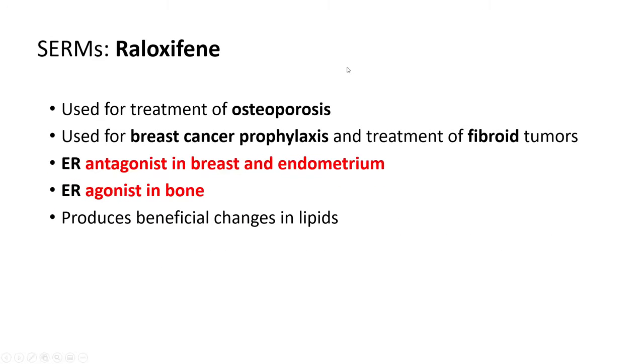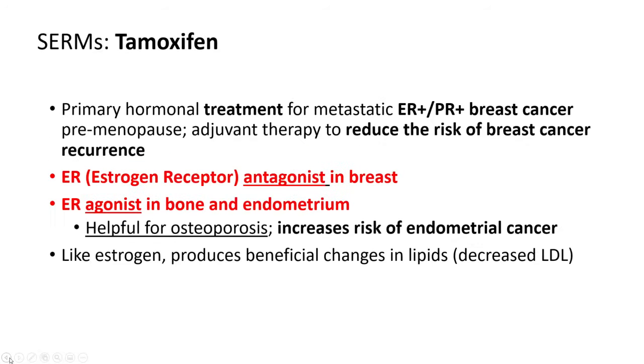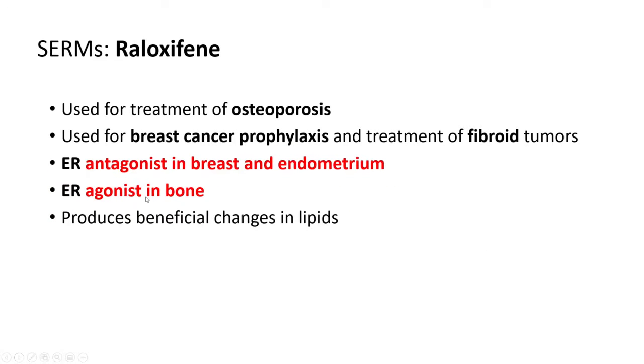Raloxifene also has an antagonistic effect on the receptors that are in the breast and endometrium. So tamoxifen is only in the breast, and raloxifene is in the breast and endometrium, and has an agonistic effect in the bone. And that is mainly its indication, to treat osteoporosis. It's also used for breast cancer prophylaxis and the treatment of fibroid tumors.